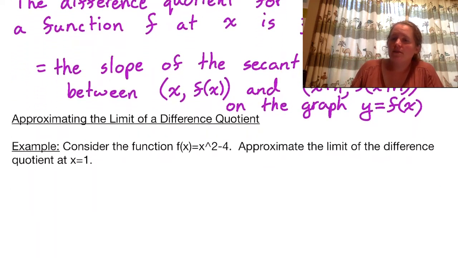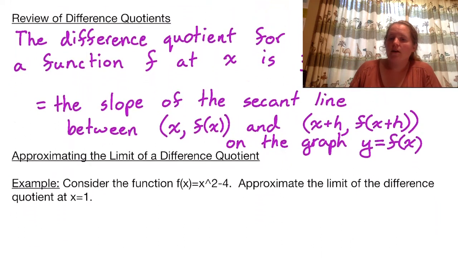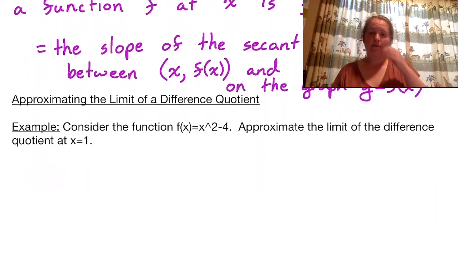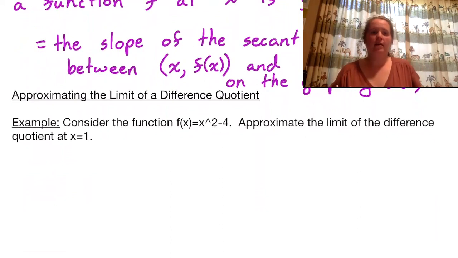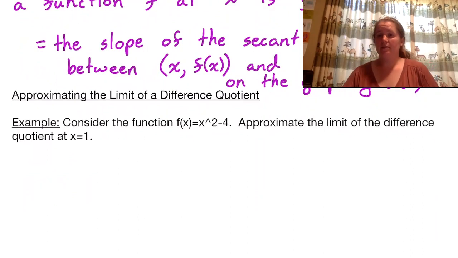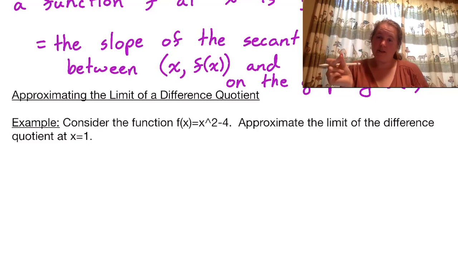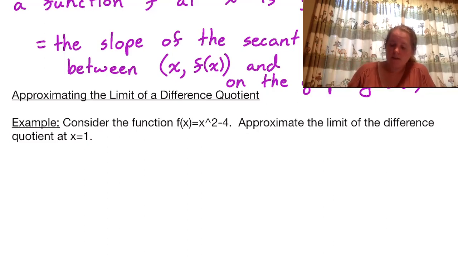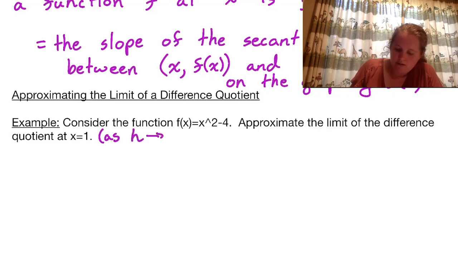So we often use this difference quotient and take its limit to try to figure out what line has a slope matching the curve exactly at a point. And so we will, in calculus, study the limit of this difference quotient as h gets really small, as h goes to 0. So in this case, we're going to look at the function f of x equals x squared minus 4. And we are going to approximate the limit of the difference quotient at x equals 1 as h goes to 0.